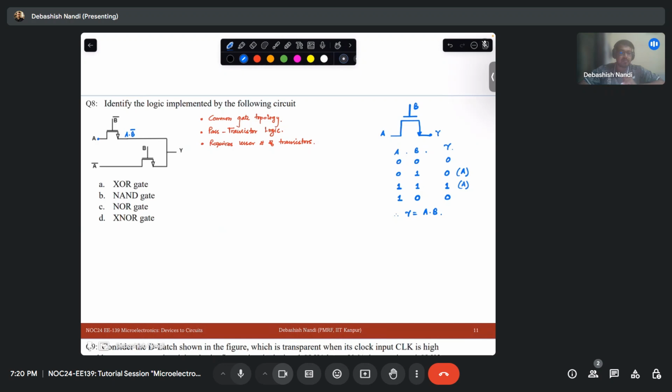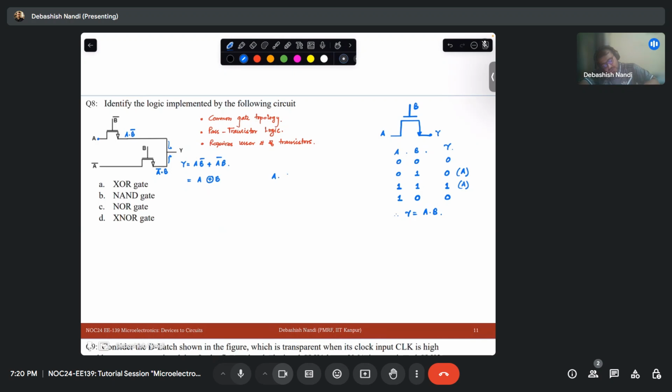Now in our case it is B bar, so obviously it will be A times B bar. Similarly this will be A bar and B, and ultimately the currents are flowing, so Y will be simply the addition of A B bar plus A bar B. What is this logic? This is nothing but your exclusive OR gate.